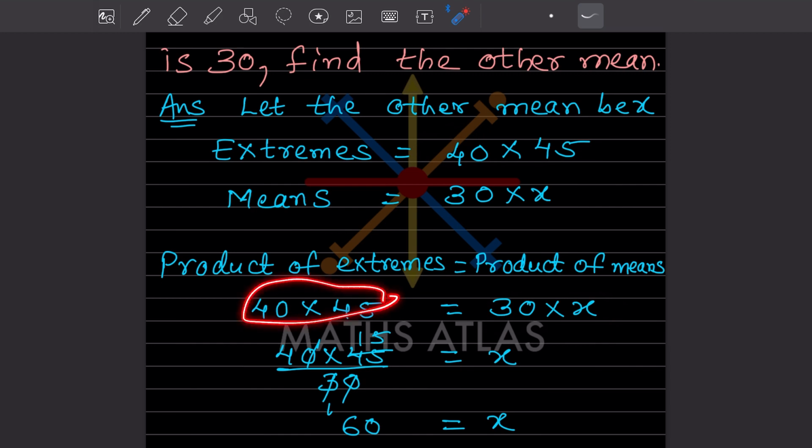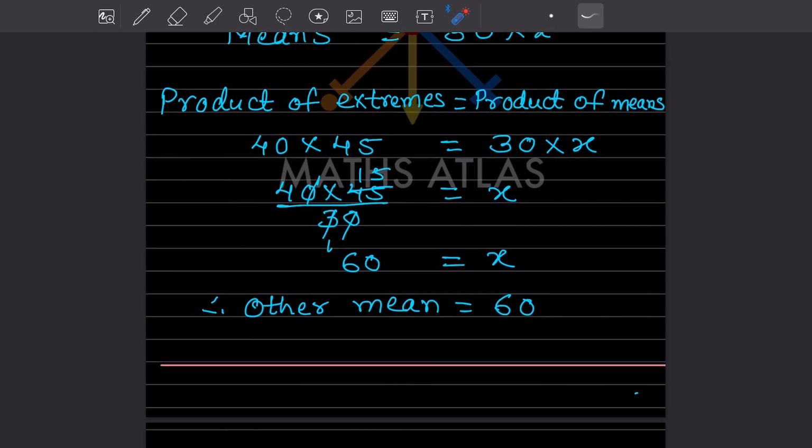Now this is the left hand side, keep it as it is. 30 you are going to bring to the left hand side. It is in the numerator, so it will go in the denominator. So this is x. 0 and 0 get cut. 3 ones are 3, 3 fifteens are 45. So now what will you do here? 15 fours are 60. So x is 60. So the other mean is 60.